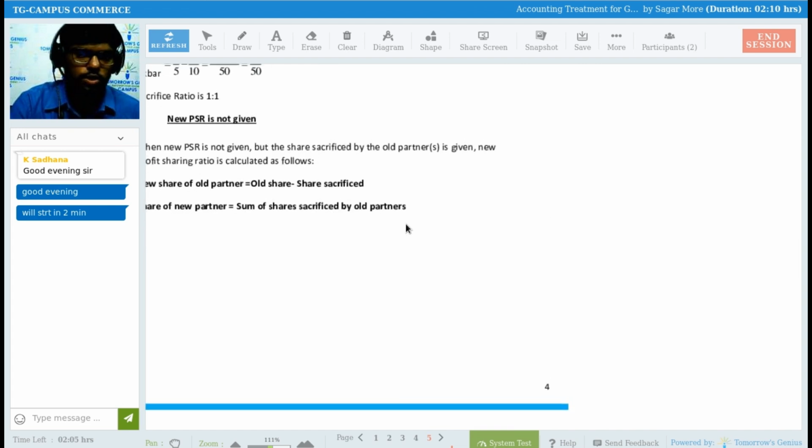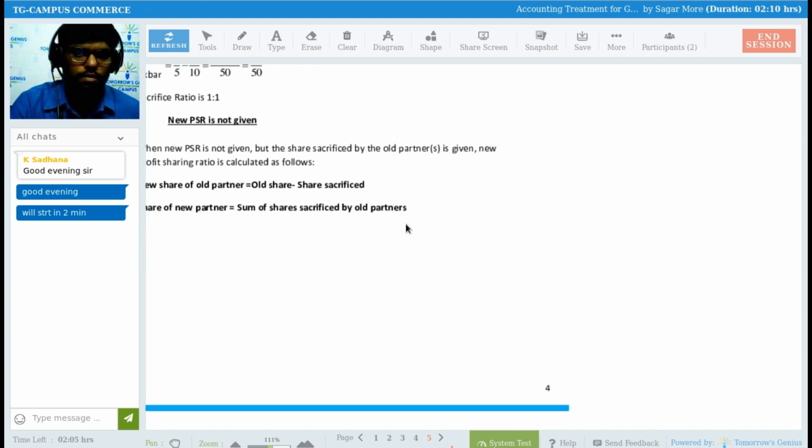Next, we studied when new PSR is not given. If new PSR is not given, how do we calculate? There is a possibility that the share sacrificed is given in terms of proportion, or directly. So the second thing is new PSR is not given. Then I cannot use the previous formula, sacrifice ratio is equal to old share minus new share. I cannot use that formula.